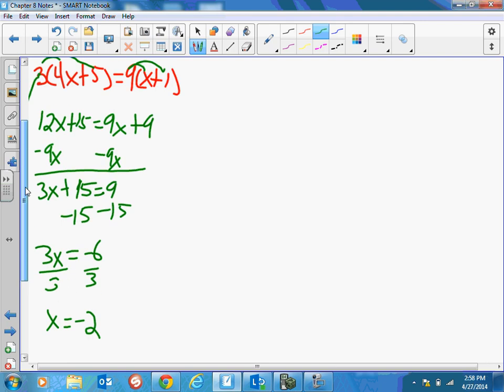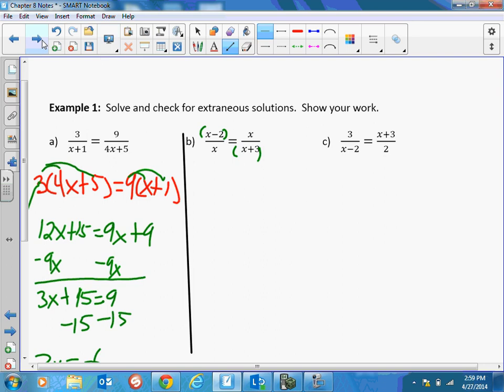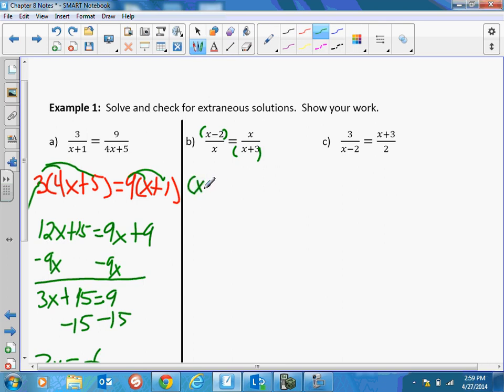Okay, let's go to the next one. We're going to multiply x minus 2 and x plus 3 together. Let's draw a line and divide this stuff. So we have x minus 2 and x plus 3 equals x times x, which is x squared. We FOIL this. x times x is x squared. 3x minus 2x is 1x. And negative 2 times 3 is negative 6 equals x squared.